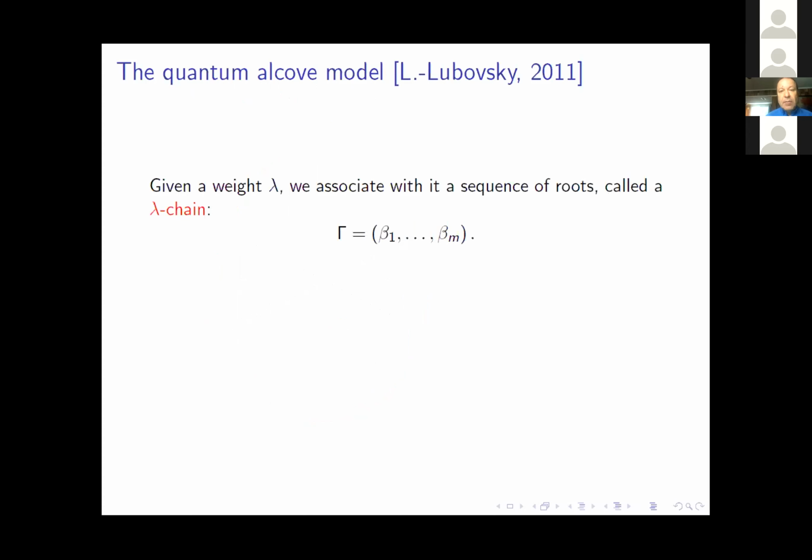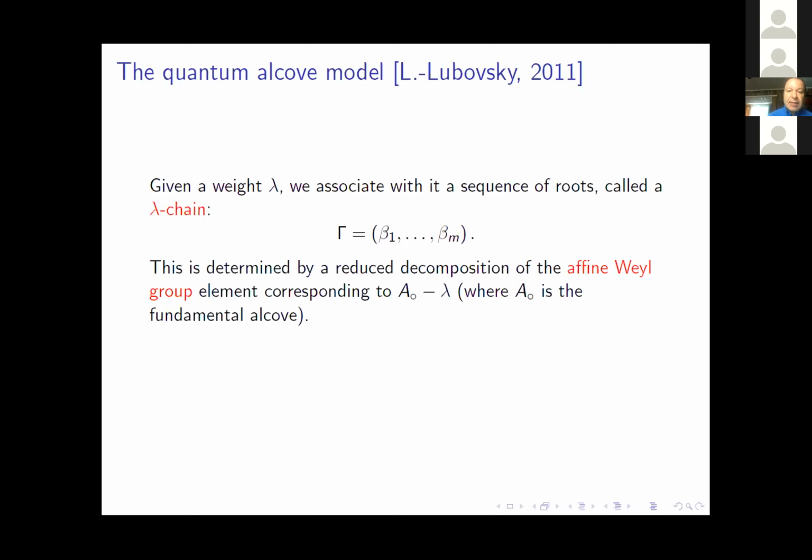So the quantum Alcove model I introduced with my PhD student, Arthur Lubovsky, in 2011. This is based, first of all, on a weight lambda. Think of it as a composition in type A. With any such weight, we can associate a sequence of roots called the lambda chain, so beta 1, ..., beta m are roots.